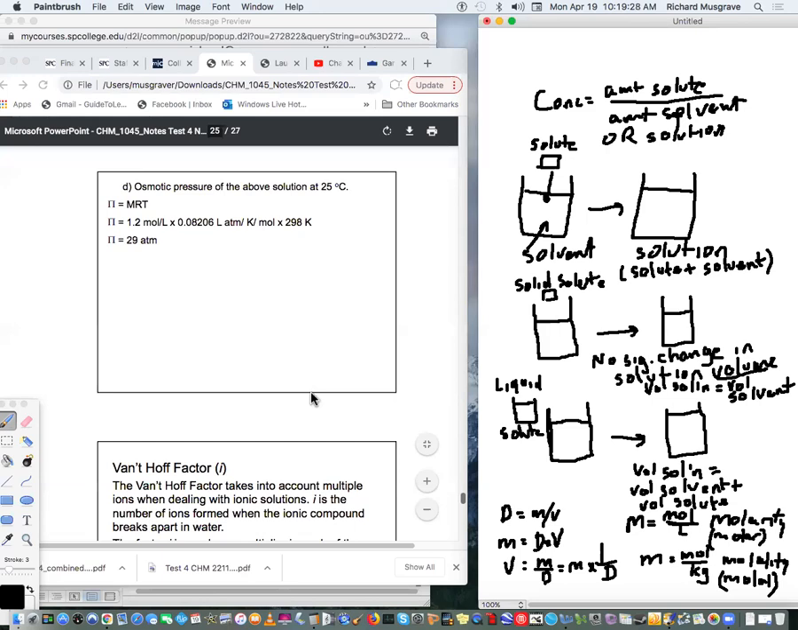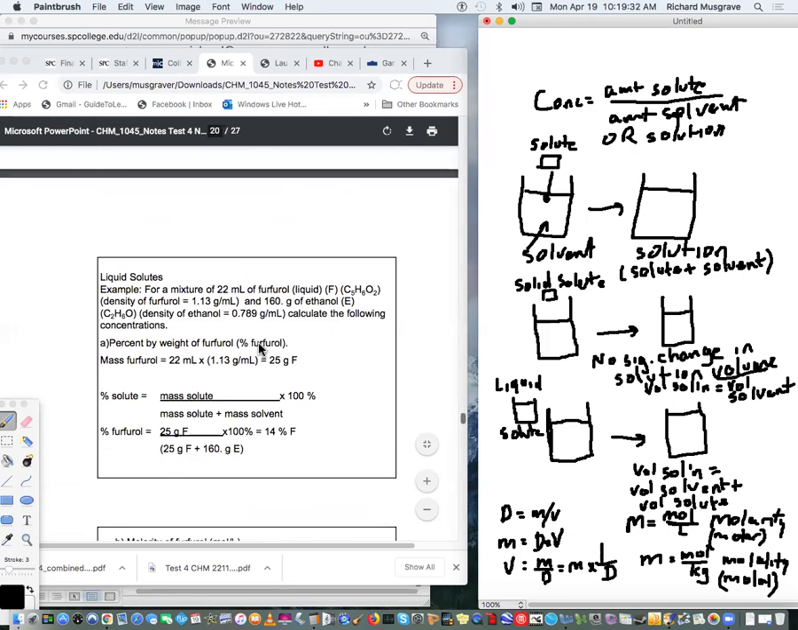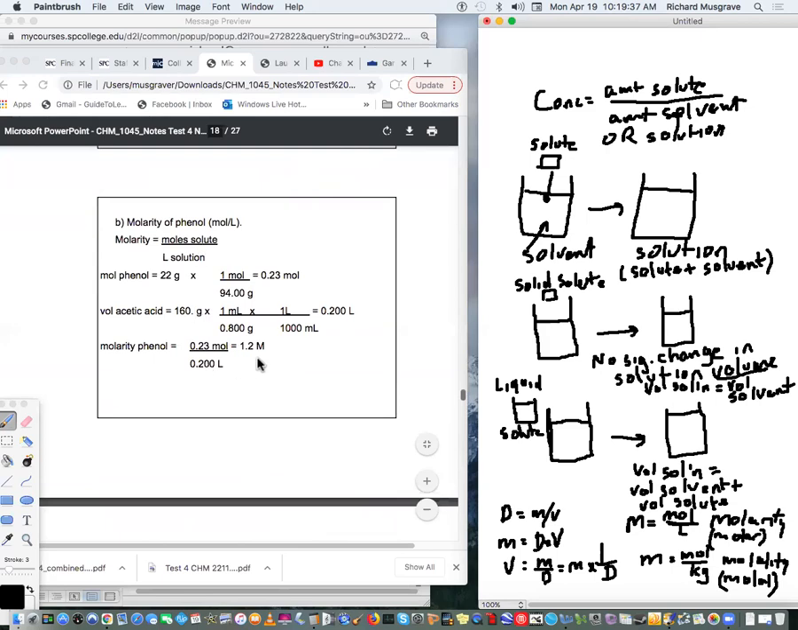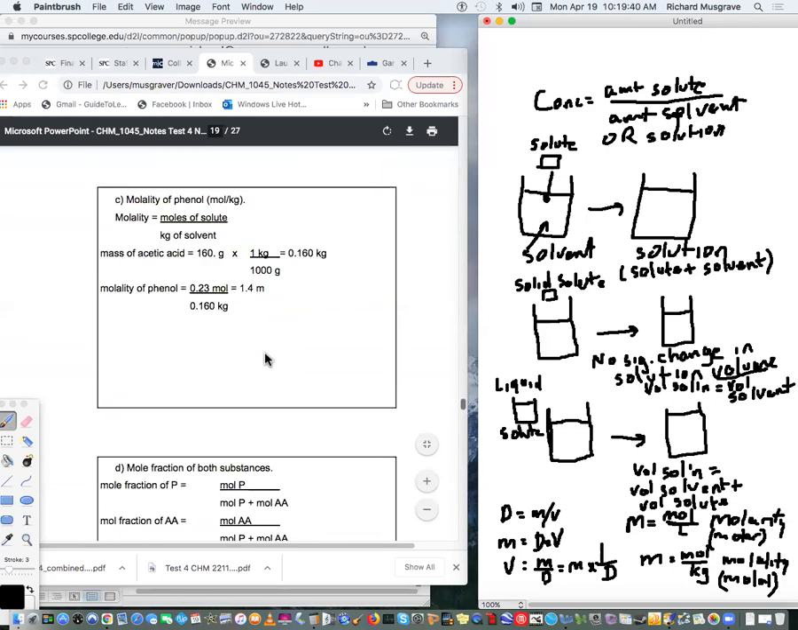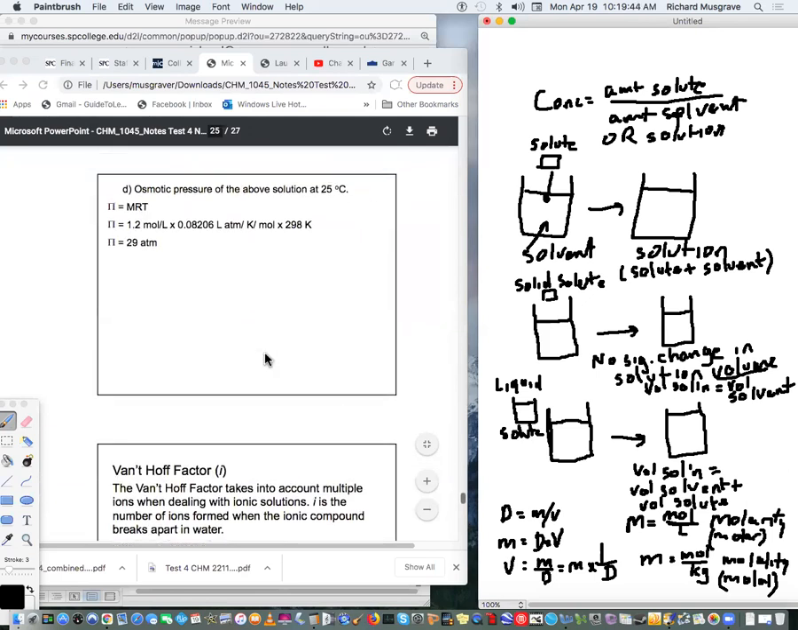That gives the 298. The 1.2 moles per liter comes from the molarity that we calculated up here, the molarity of phenol, which was 1.2 moles per liter. And then that gets multiplied by the R and the T value, of course, and that gives us 29 atmospheres. So as you can see, that's a pretty big pressure. I mean, that's 29 times atmospheric pressure.